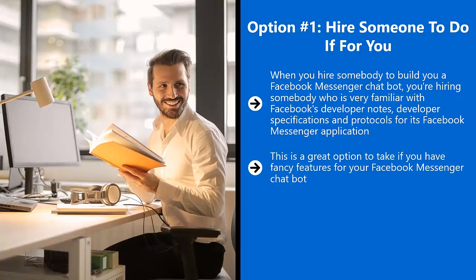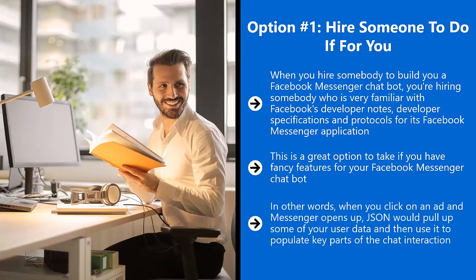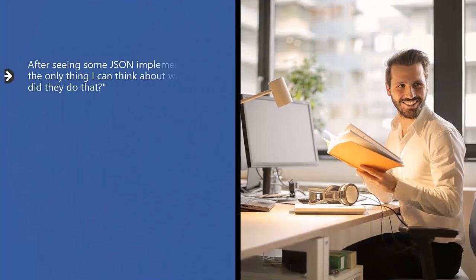For example, if you are looking to automate Messenger interaction after somebody clicks on an ad, you probably would need JSON integration. In other words, when you click on an ad and Messenger opens up, JSON would pull up some of your user data and then use it to populate key parts of the chat interaction. It's as if Facebook Messenger chatbot got into your prospect's head. It's really amazing stuff. After seeing some JSON implementations, the only thing I can think about was, how did they do that? It's as if Facebook Chat is reading your prospect's mind.